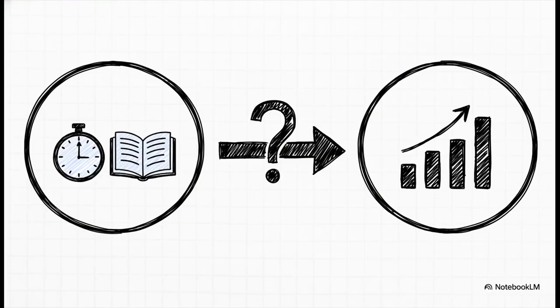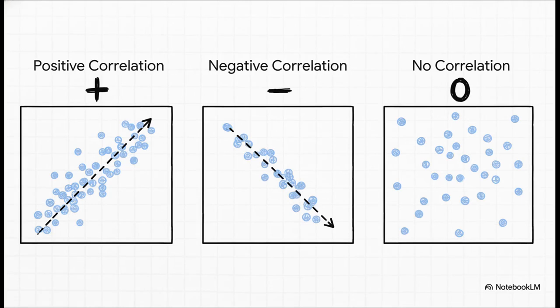But what happens when we have two different variables? Does studying more hours actually lead to higher test scores? To answer questions like that, we can't just look at each variable by itself. We have to measure the relationship between them. And for that, we use the correlation coefficient, which we get from NumPy's np.corrcoef function. This gives us a single value between -1 and +1 that describes the whole relationship. A value close to +1 is a strong positive correlation. As study hours go up, test scores tend to go up. A value near -1 is the opposite. And if it's close to 0, that suggests there's no real linear connection at all.